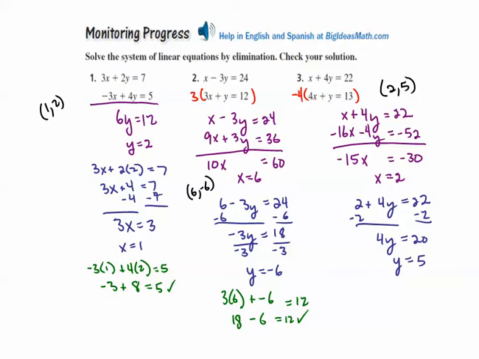I'm next going to check that in the second equation. 4 times 2 plus 5, and see if that equals 13. That gives me 8 plus 5 is indeed 13, and so that checks.